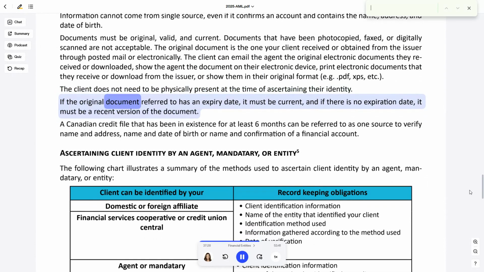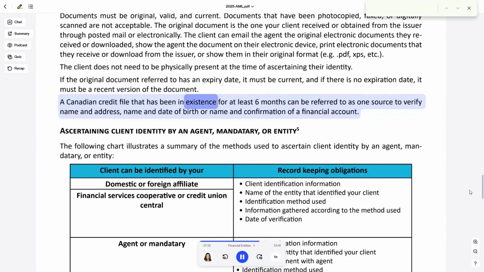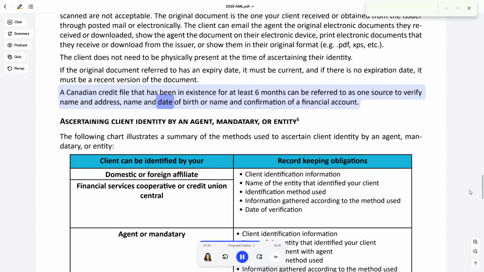If the original document referred to has an expiry date, it must be current, and if there is no expiration date, it must be a recent version of the document. A Canadian credit file that has been in existence for at least 6 months can be referred to as one source to verify name and address, name and date of birth, or name and confirmation of a financial account.